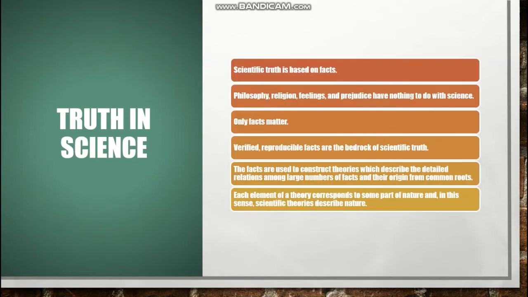Truth in science. Scientific truth is based on fact. Philosophy, religion, feelings, and prejudice have nothing to do with science. Only facts matter. Verified, reproducible facts are the bedrock of scientific truth. The facts are used to construct theories which describe the detailed relations among large numbers of facts and their origin from common roots. Each element of a theory corresponds to some part of nature, and in this sense, scientific theories describe nature.